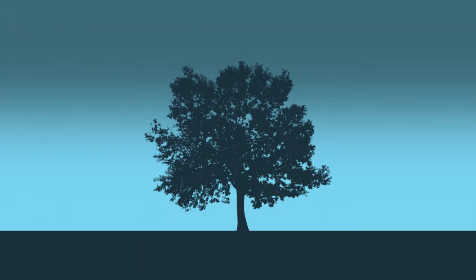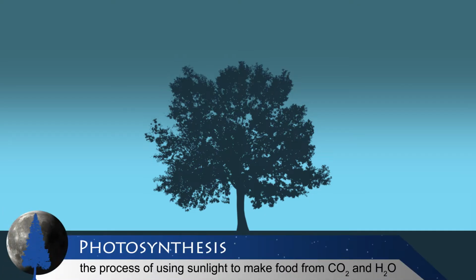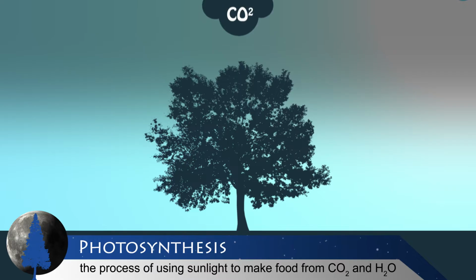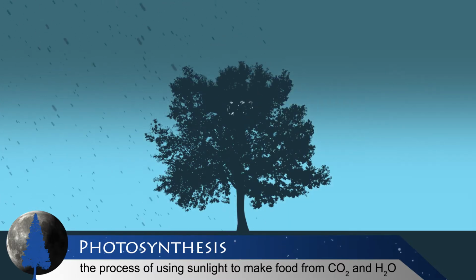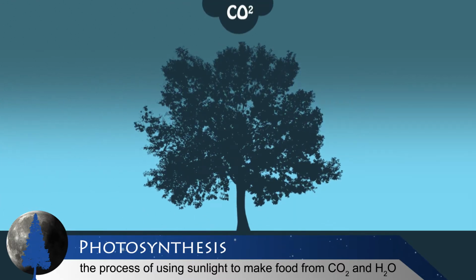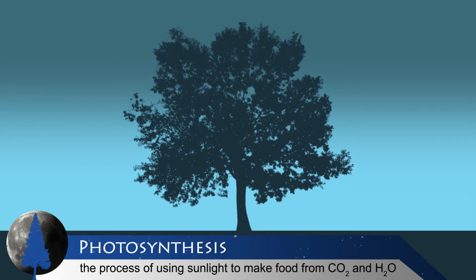Plants feed themselves with a process called photosynthesis. Photosynthesis is the process where plants use sunlight to turn carbon dioxide and water into food. They need to do this in order to survive. So we want to know how good our moon tree seedlings are at photosynthesis.